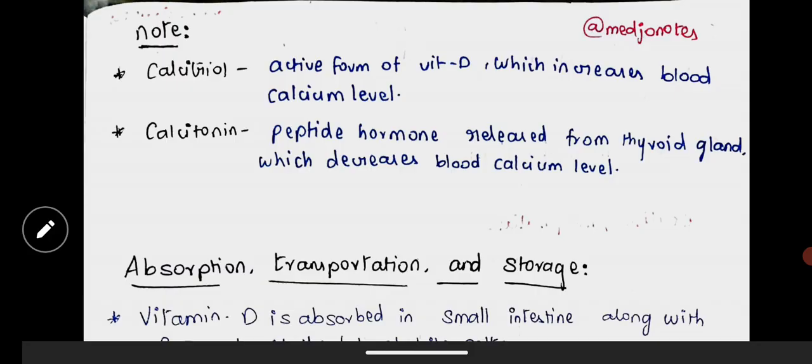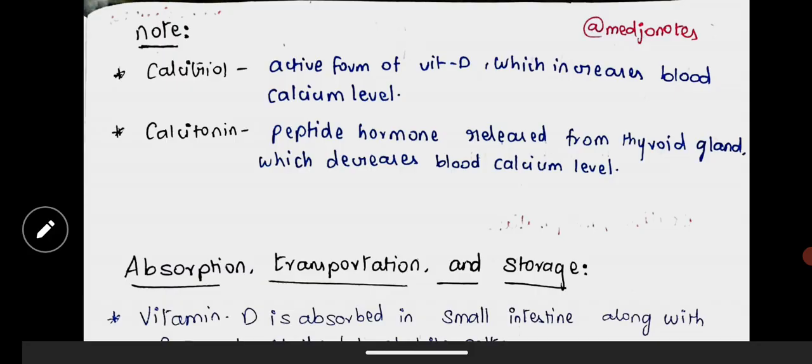Calcitonin is a peptide hormone released from the thyroid gland which decreases the blood calcium level. So vitamin D plays an important role in maintaining the blood calcium levels. You have to remember this. We will be studying this in physiology, in the endocrine chapter, briefly, how calcitriol and calcitonin both play a major role, and how parathyroid hormone affects the calcium maintaining process in plasma also.